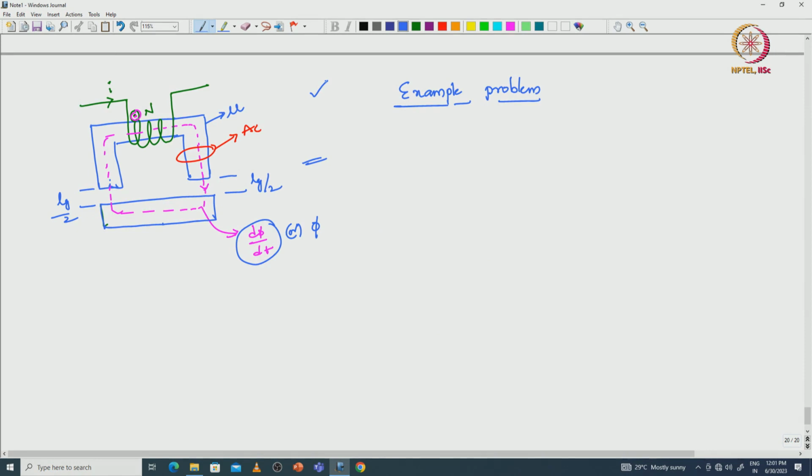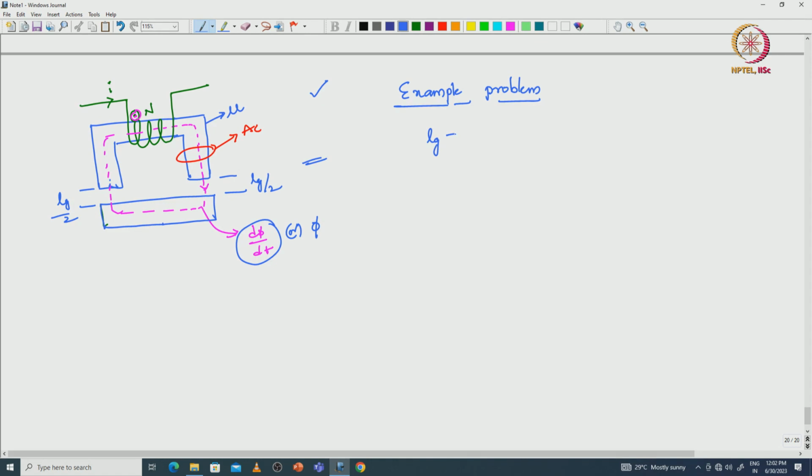Greetings to all. In the last lecture, we discussed magnetic circuits and their analysis with air gaps and without air gaps. In this lecture, we will see some example problems to solve magnetic circuits with air gaps. Let us consider the same magnetic circuit that we discussed in the last lecture, with permeability mu and length, all those things the same.